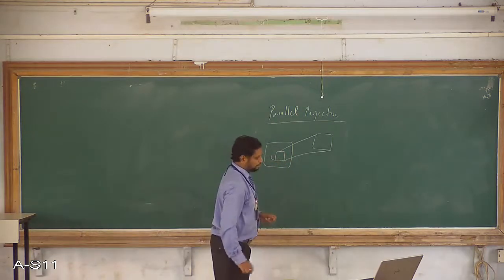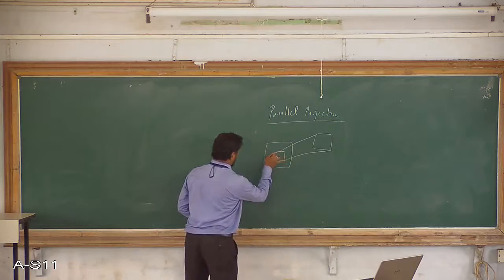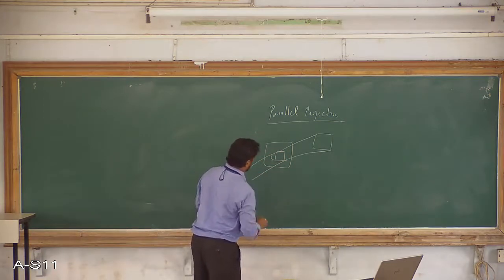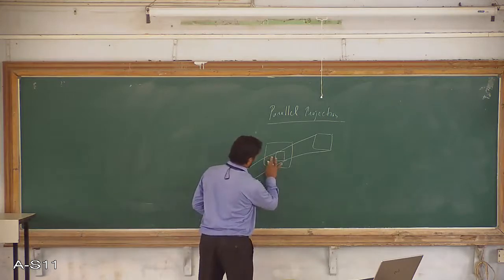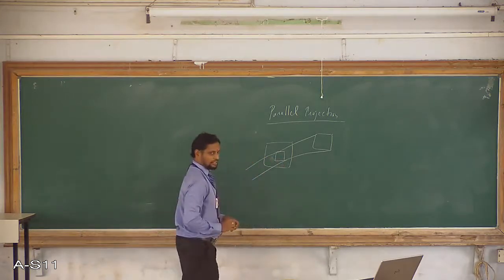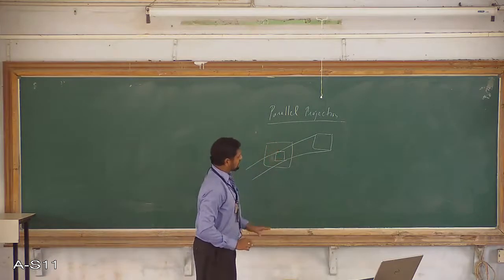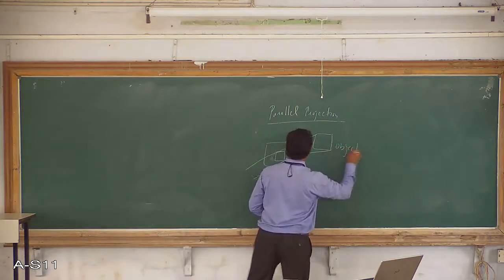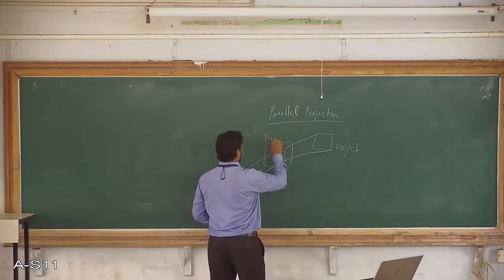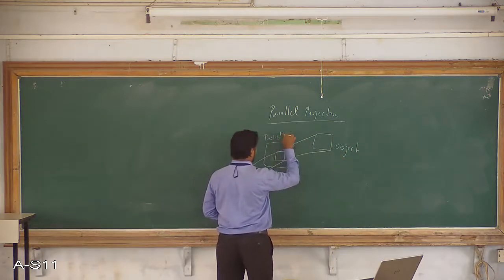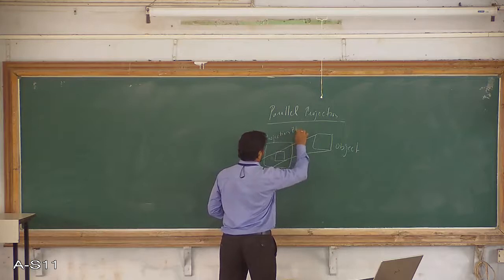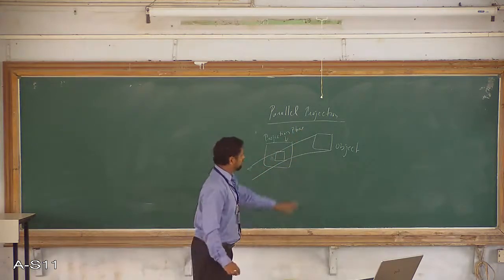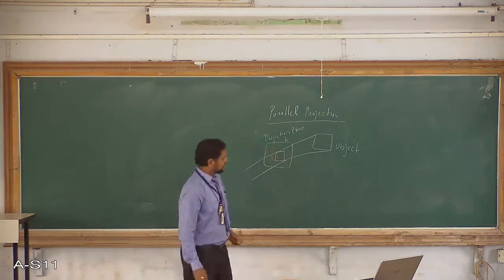Now, the projection lines will not be meeting each other. Okay, you can see this as the object. This is the object. This is the projection plane. Okay, this is the projection plane, and this is a reflection of this object on the projection plane.